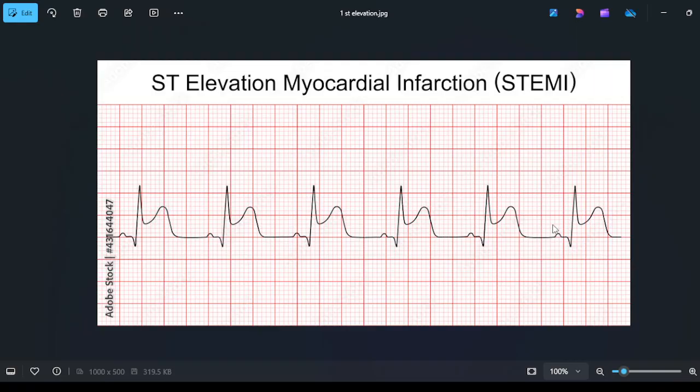So this is the pattern you will find in any of your ECGs in the exam. They will give you typical ECGs. They will not give you very complicated ECGs, okay? And there is one more thing here, there's a Q wave here, okay?